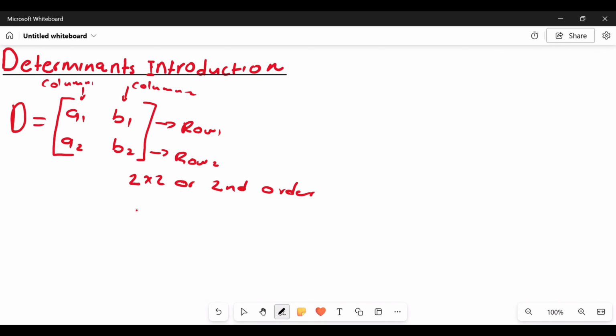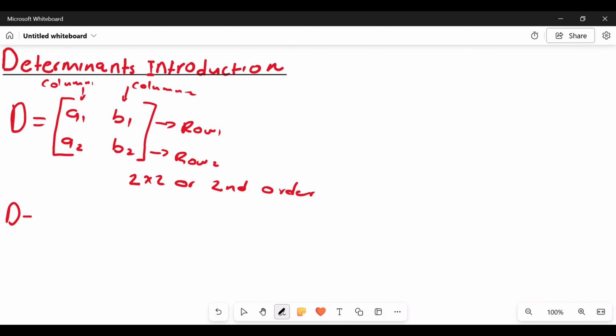But we have others where we have 3 columns and we also have 3 rows. It's more like square for both of them. The one of the third order, we're going to do later on in the channel. For now, we're going to focus on the second order.